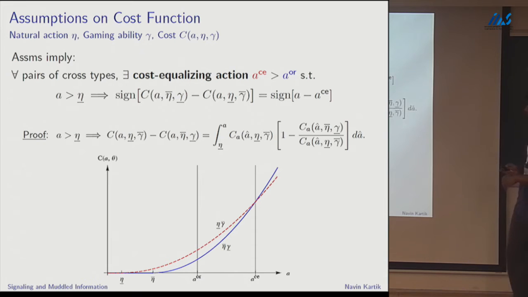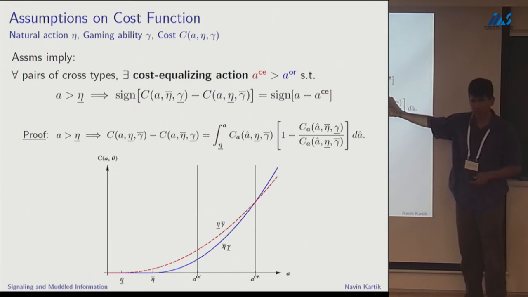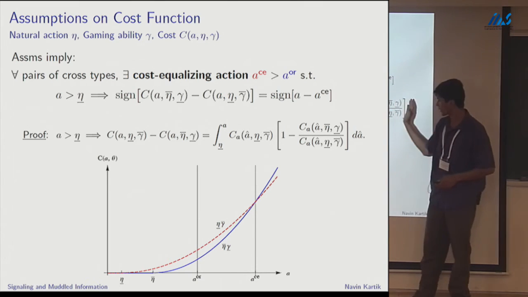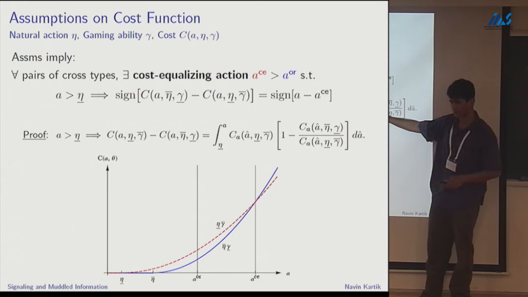So let me not go into it, because the proof is just computational. There's nothing really to the proof. You just write down what the difference in the cost functions is, write this as an integral, and then stare at this for a little bit, and in 3 minutes you'll see it.